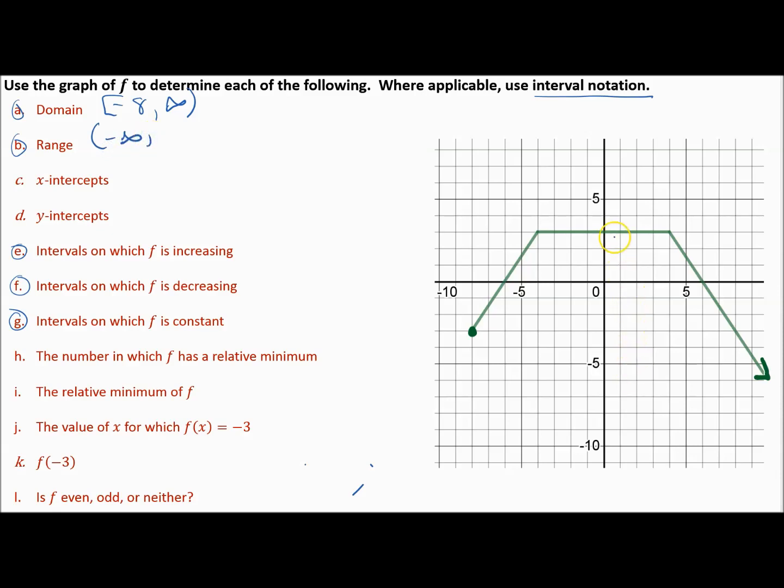And how high does it go? It looks like it goes up to 3 to me, with a horizontal line right there. 3, and that 3 is included because there are a bunch of points that represent 3.